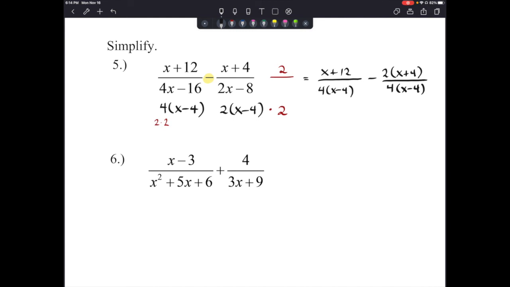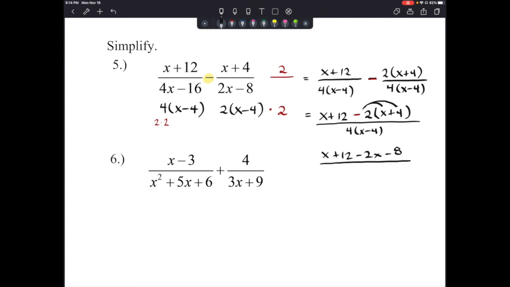And now that we have common denominators, let's just rewrite it as one fraction. x plus 12. Remember, this is this minus sign here. So minus 2 times the quantity of x plus 4 over a single denominator. And then we can distribute this negative 2 through to get x plus 12 minus 2x minus 8, okay, over a 4 times the quantity of x minus 4. We combine our like terms, we're going to have a negative x plus 4 left over, and then we've got 4 times the quantity of x minus 4 on the bottom.